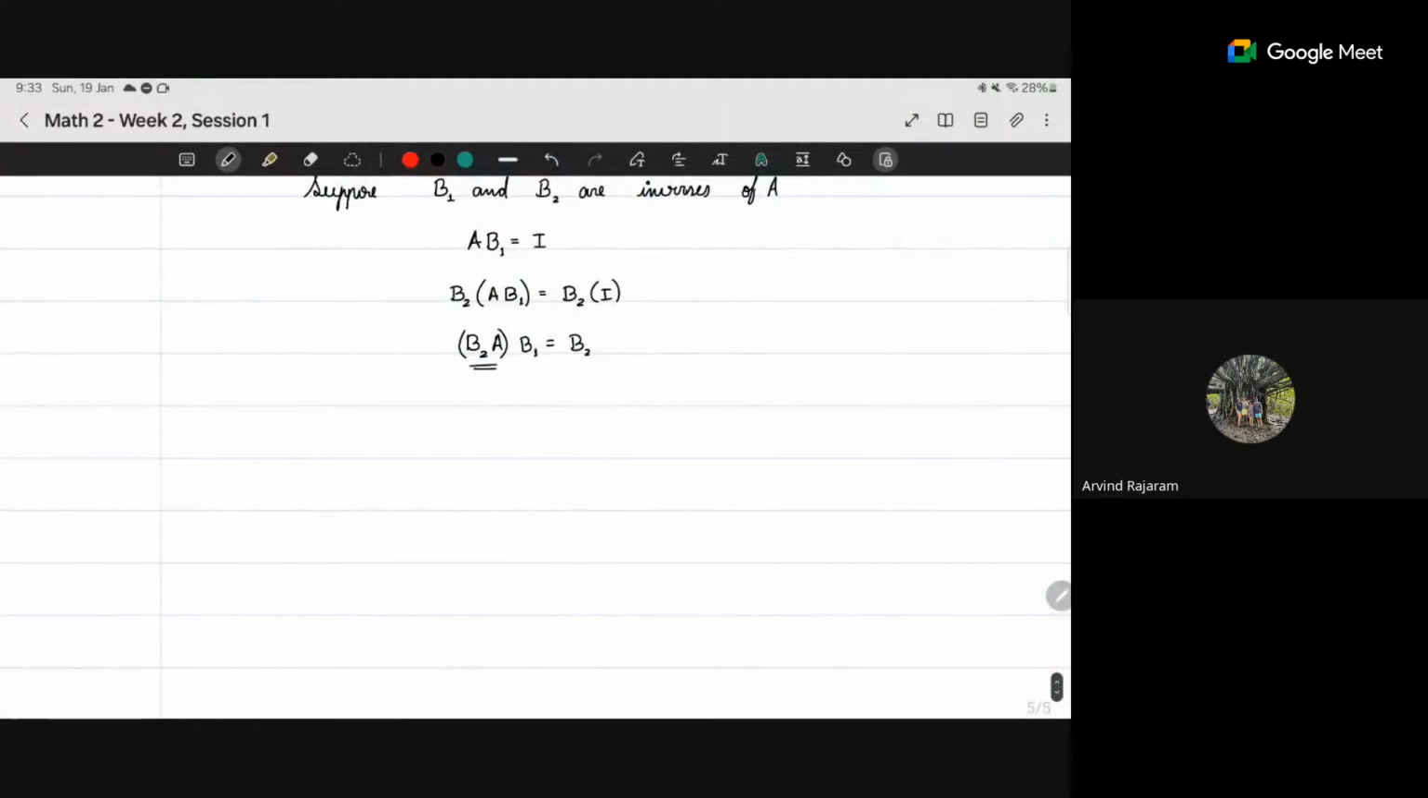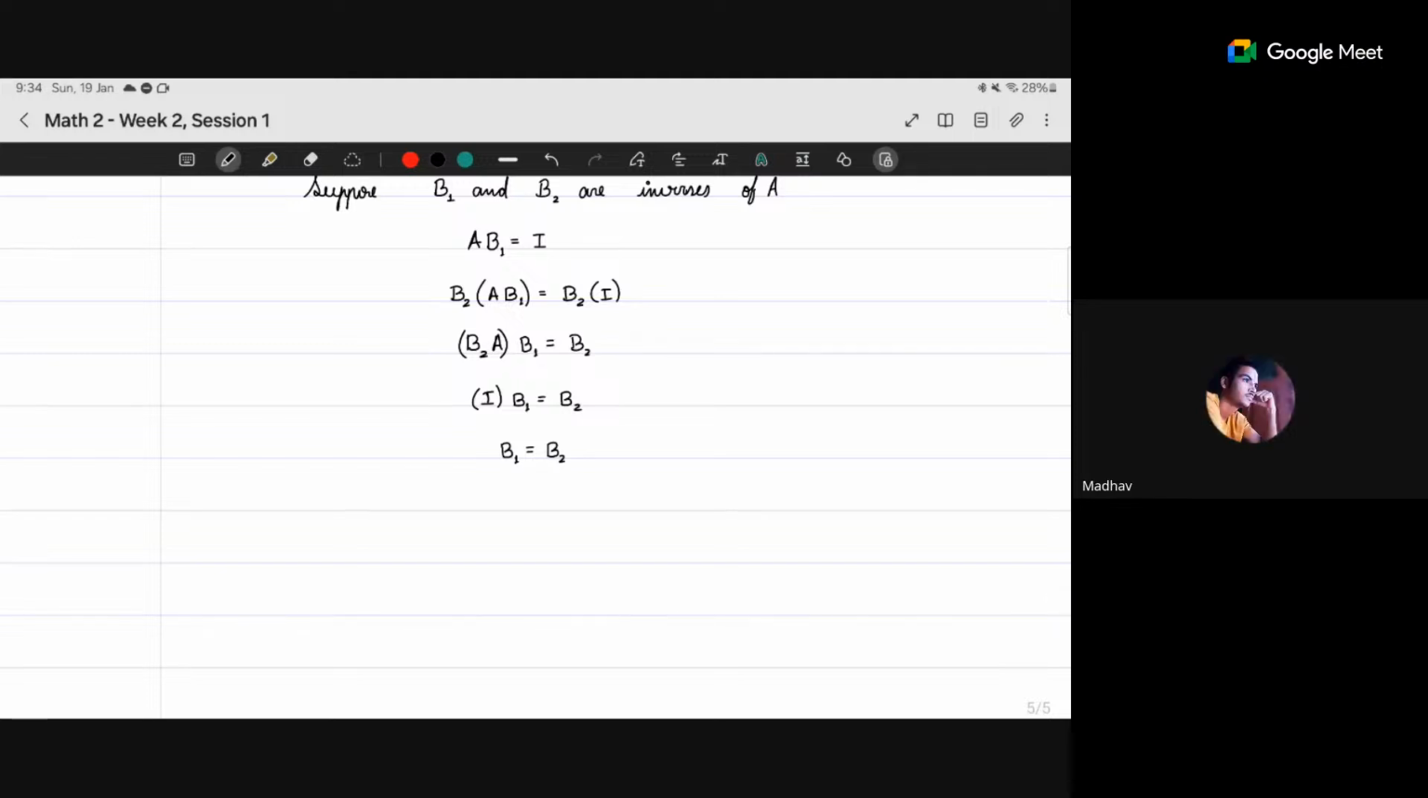But what is B2A? B2 is also an inverse. So B2A is also identity. But identity times B1 is again B1. So B1 has to be equal to B2. Is this clear?